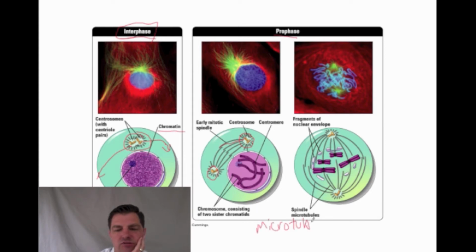We can see these proteins starting to reach across the cell. My nucleus is starting to dissolve so that the chromosomes can be in the middle of the cell. And so that all happens during prophase. My chromosomes condense into chromosomes. My meiotic spindle fibers start to form. Those are the proteins stretching across the cell. My nucleus dissolves, and that's what I see at prophase.